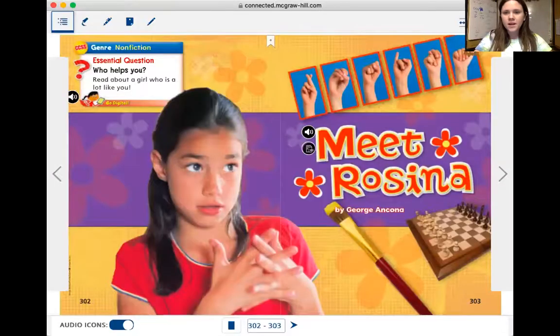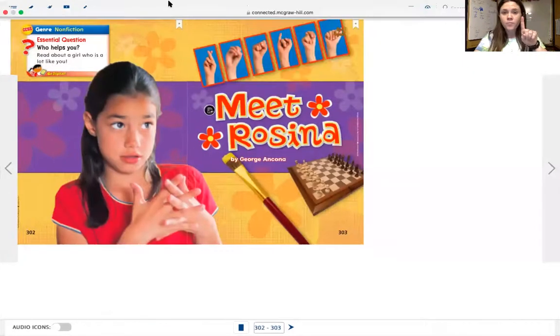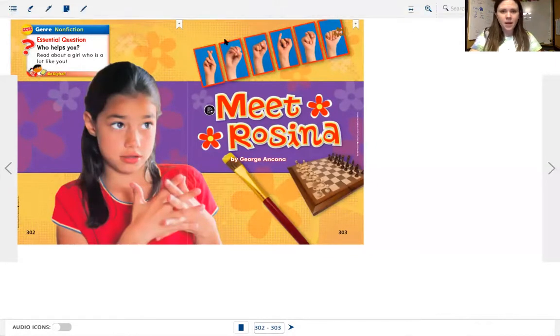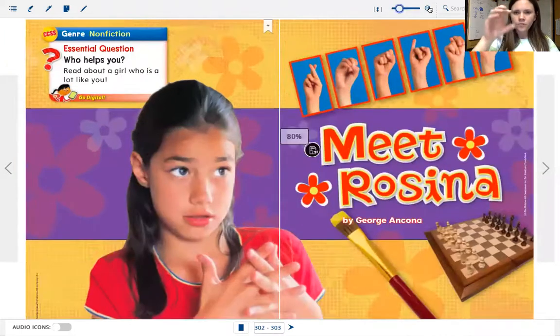So the story that I'm going to read to you today is about a girl, and her name is Rosina, okay? And we are going to meet Rosina. That's the name of the story. Because this is all about Rosina, and it's all about her life, this story is nonfiction, right? Remember, nonfiction tells us about real people, real places, real events, right? And this is about Rosina. And can you see at the very top where we see these symbols? That's spelling her name, R-O-S-I-N-A.